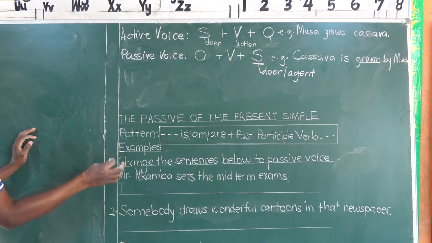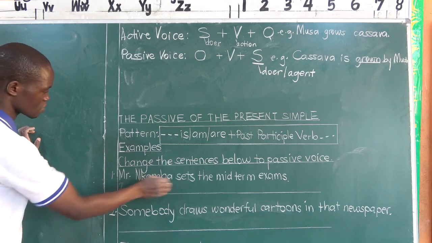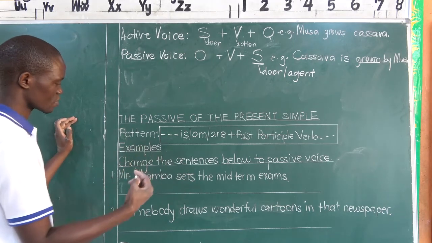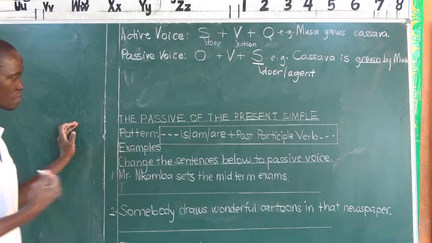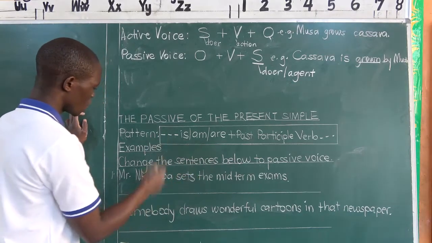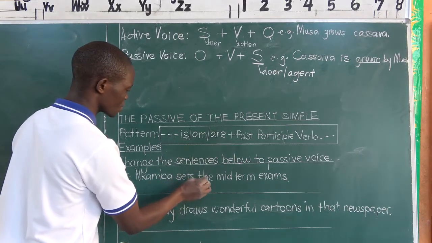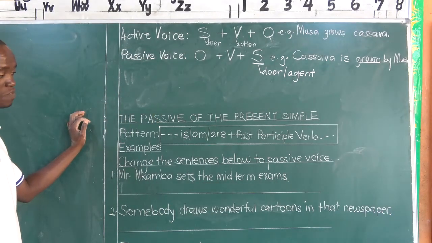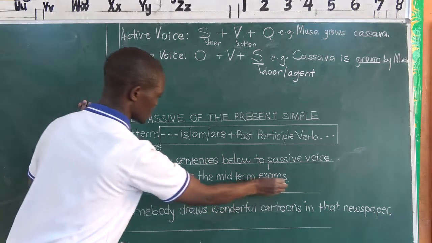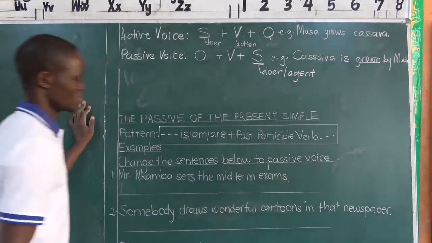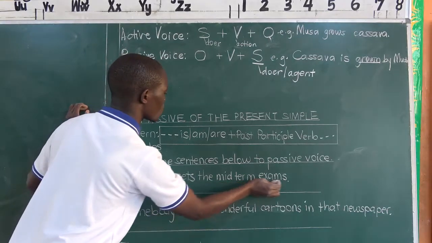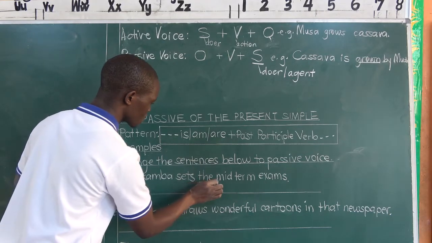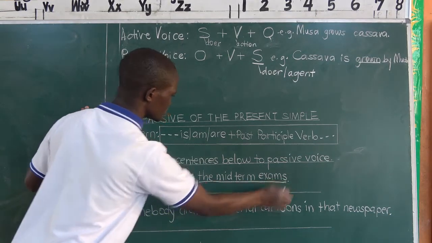Mr. Nkamba sets the midterm exams. We have Mr. Nkamba as the doer. What does he do? He sets, which is our verb. Then what does he set? To whom, or to which noun, is the action of setting done? The action of setting is directed to the midterm exams. If you want to lose marks, rush and say, exams is our object. Never. Midterm exams is our object. The object is a compound object, which is the midterm exams.